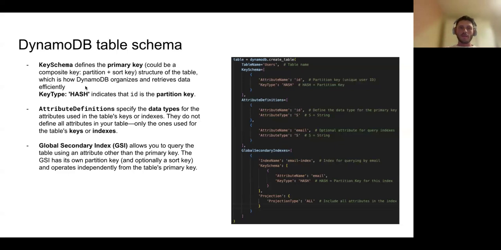And this is what actually helps us to get the data quicker. We have different attribute definitions that describe the primary key fields, and we can also set up different global secondary indexes. One of them for me is an email index that allows us to search by email, not only by ID, but you may have different indexes, not only one.